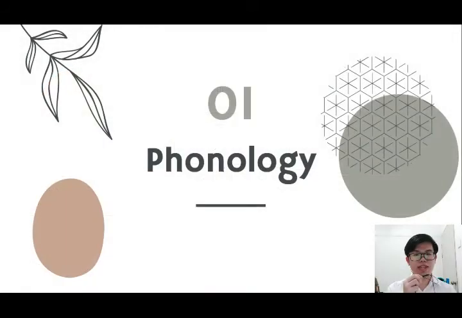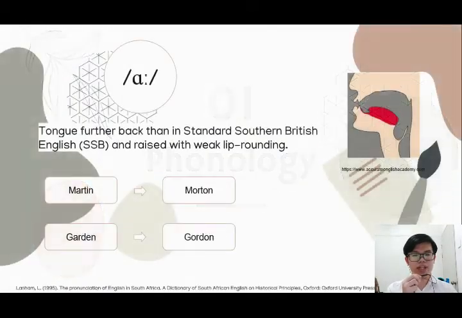Next, I will continue the presentation on phonology. In South African English, there are various phonological variations. These variations will be compared to Standard Southern British English, or SSB, as it is the so-called received pronunciation of the well-educated with high social status, according to Lanham 1996.